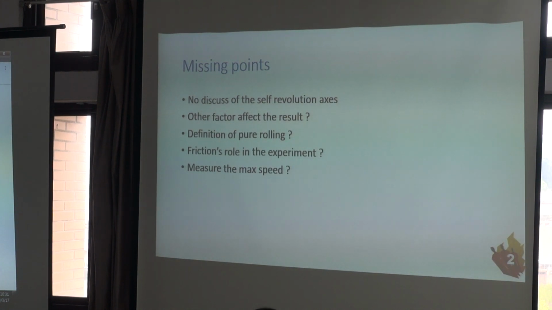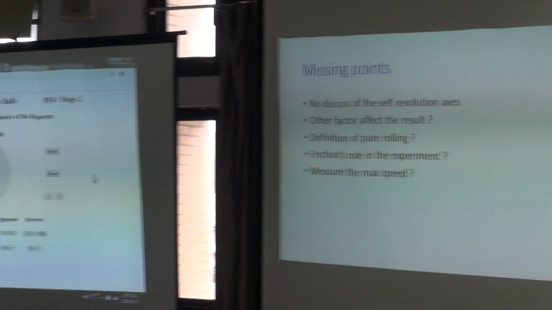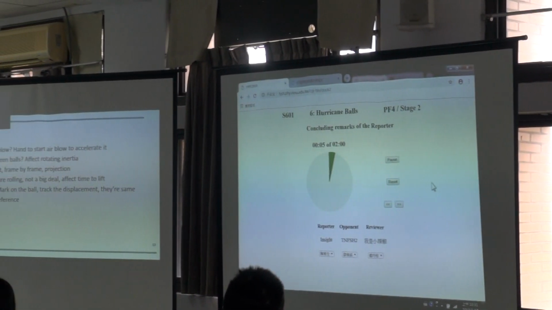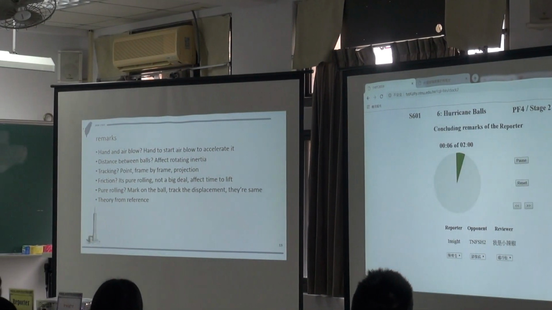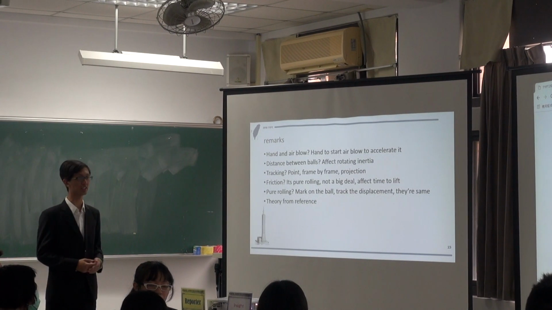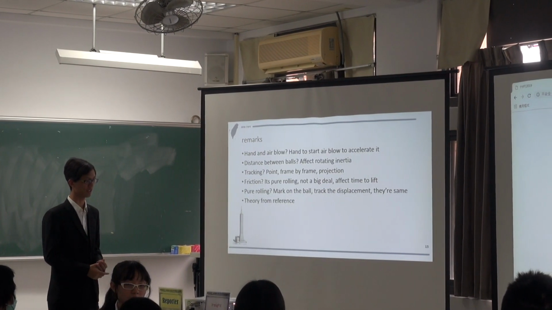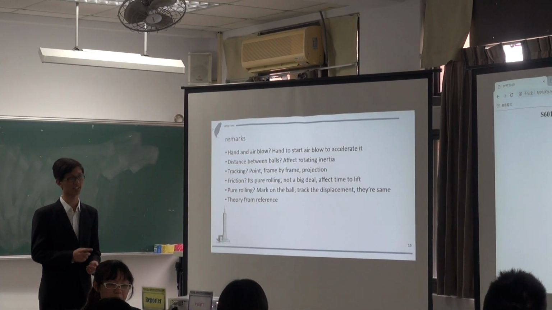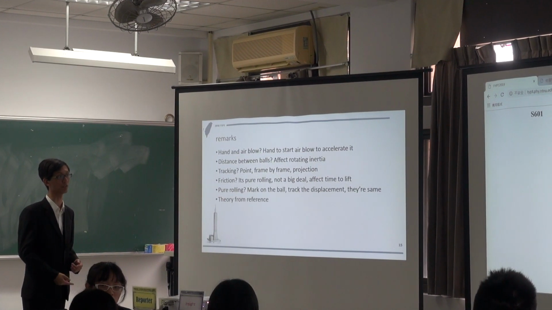Okay, the concluding remarks of the report, 2 minutes. Okay, so first I want to refute, and give further explanation about the missing points that the reviewer put out. First is the definition of pure rolling. We did give a definition for this. It was where the psi dot and the phi dot are the same. That is when pure rolling happens.